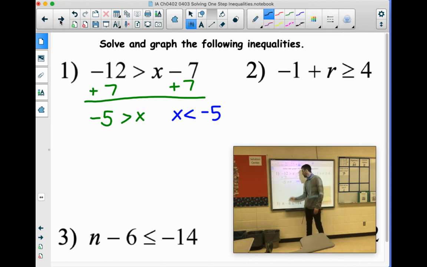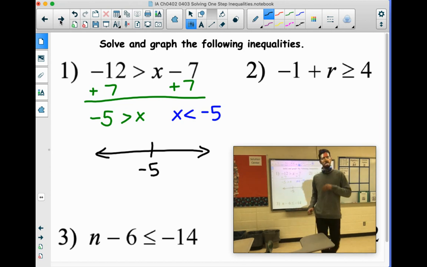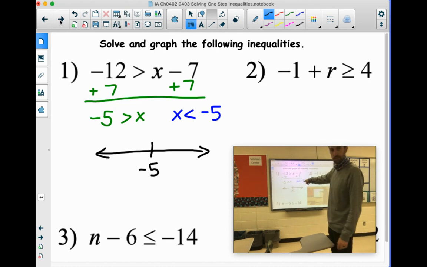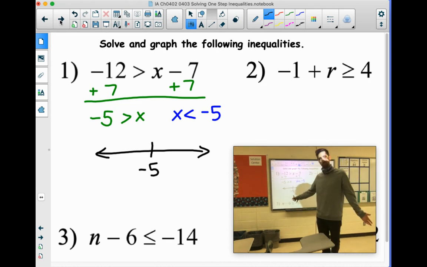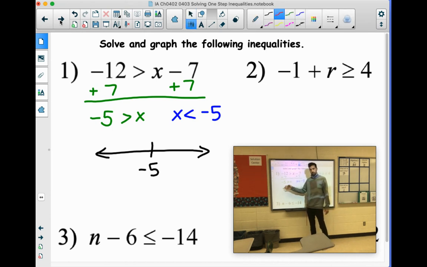So you're going to put it on a number line. You can make your number line as detailed as you want. I'm only looking for one number. I'm only looking for that negative 5. So really, you could just put negative 5 there. It's just greater than or less than if you're looking at this side. So that would be an open dot.